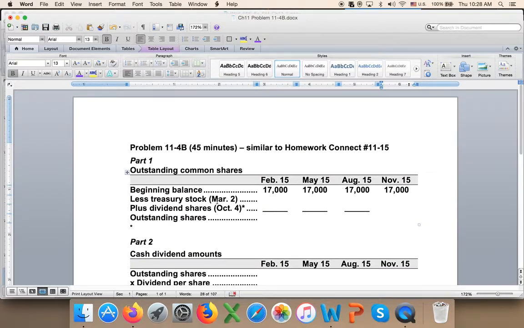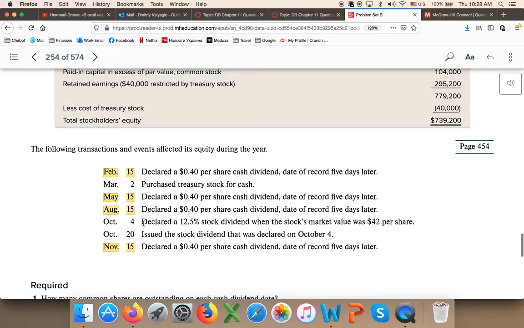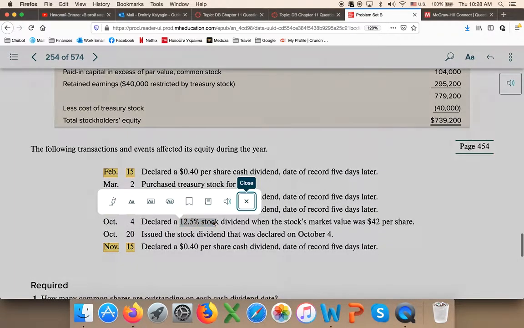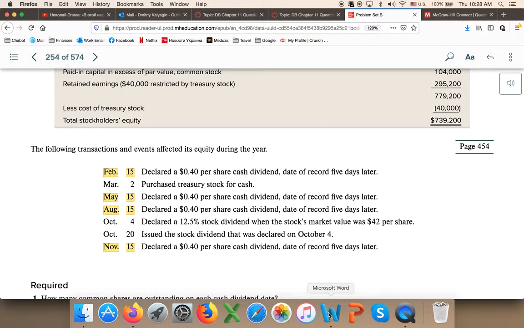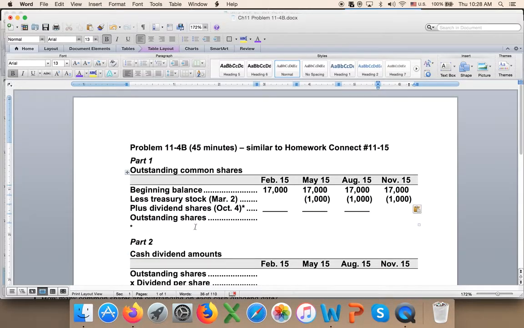And then treasury stock we bought on March 2nd, so it doesn't impact February 15th, but starting from May 15th, we have to subtract 1,000 shares, right? So then it would be 16,000 outstanding shares. And then the stock dividend on October 4th will impact the last date, November 15th. So here we have to figure out, the problem tells you that on October 4th, we declared 12.5%. So this is a small stock dividend described in your book.